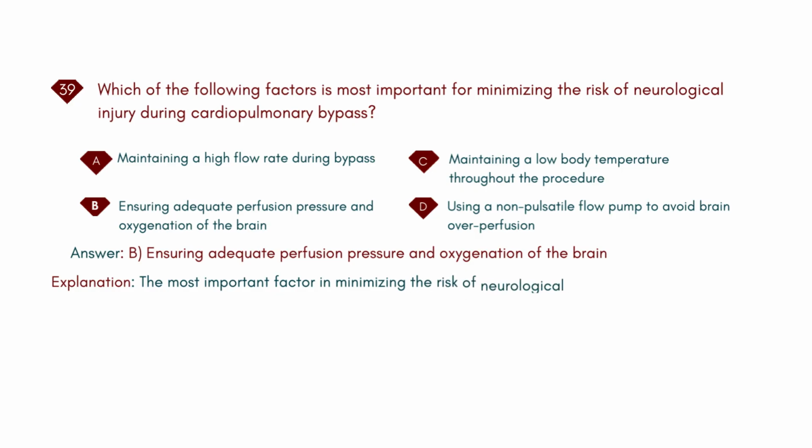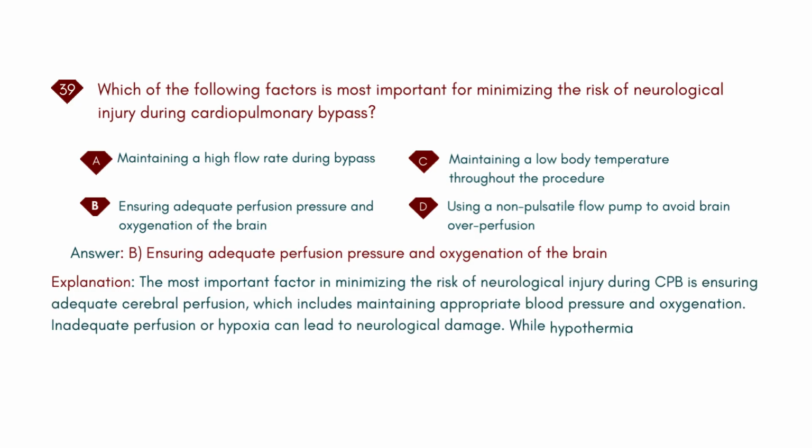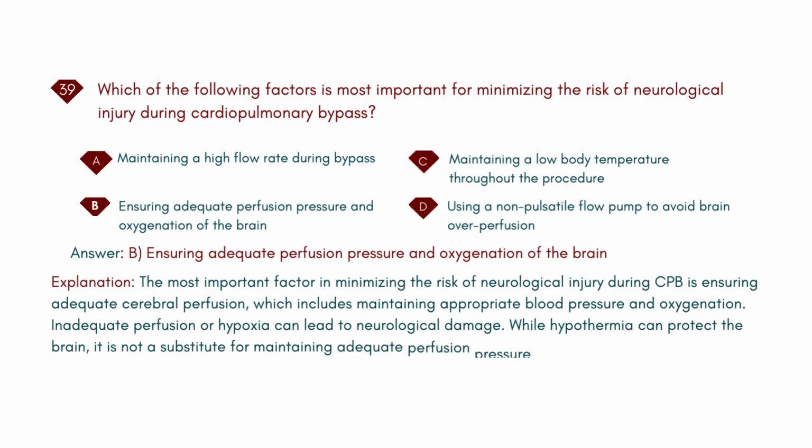Explanation: the most important factor in minimizing the risk of neurological injury during CPB is ensuring adequate cerebral perfusion, which includes maintaining appropriate blood pressure and oxygenation. Inadequate perfusion or hypoxia can lead to neurological damage. While hypothermia can protect the brain, it is not a substitute for maintaining adequate perfusion pressure and oxygenation during surgery. Which of the following is the best way to prevent air embolism during cardiopulmonary bypass?